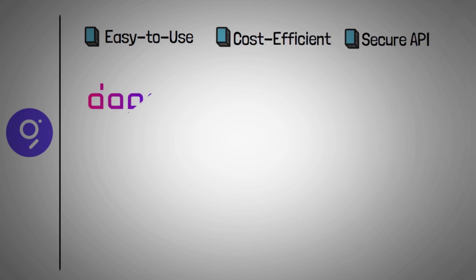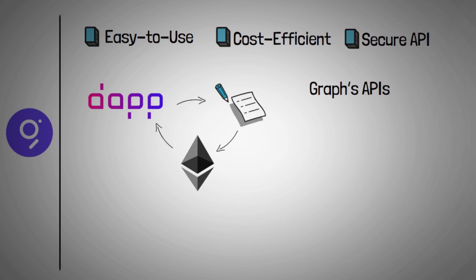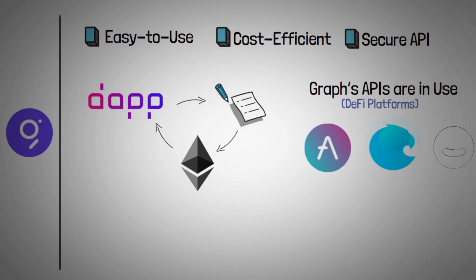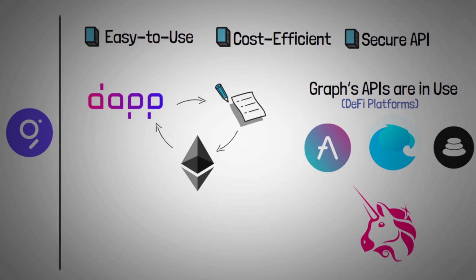This network allows decentralized applications to use smart contracts to add data to the Ethereum blockchain. Graph's APIs are in use by some of the most popular DeFi platforms in the market. Specifically, AAVE, Aragon, Balancer, DAO Stack, Uniswap, and Synthetics leverage this technology to improve data responsiveness.